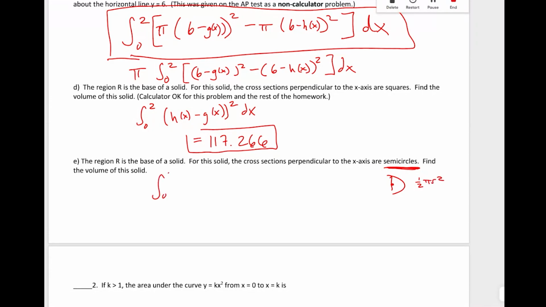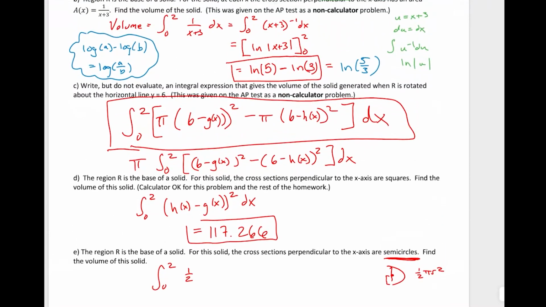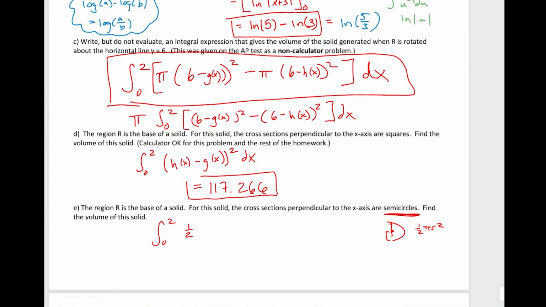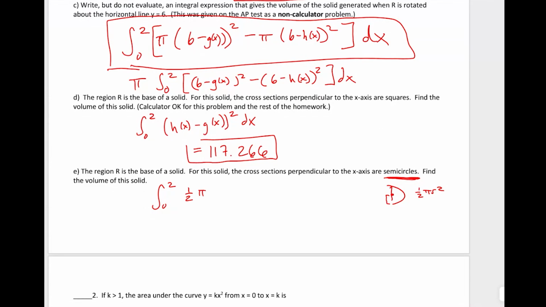So we're going to integrate from 0 to 2 on that half pi r squared, but the radius is going to be, if I scroll up here, the semicircle is going to be something like this, going into the page. And the radius here is half of the distance between h and g. So it's going to be half pi times the radius, which is half of the difference between h and g. So h minus g over 2 squared. And then don't forget that dx.